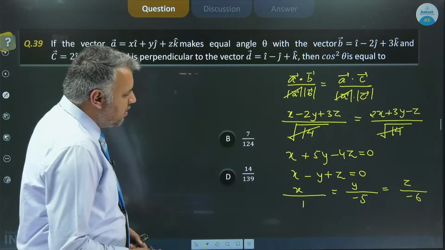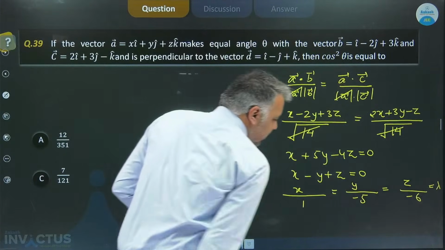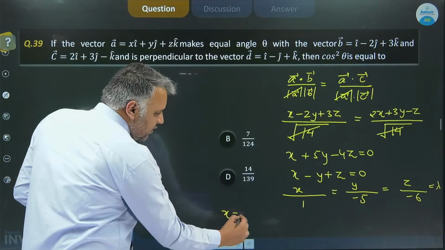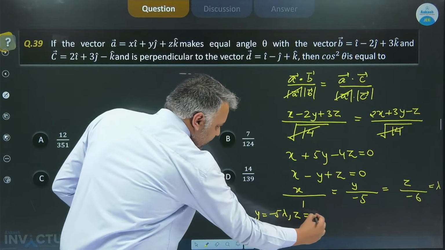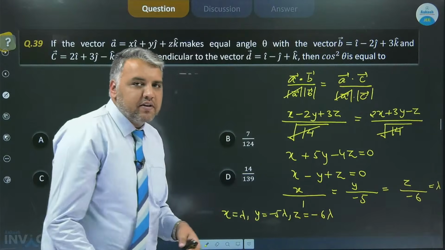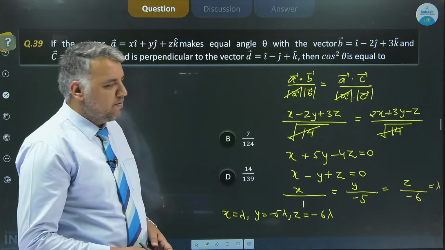Now simply we can put that this ratio is, say, lambda. So we are getting that x is equal to lambda, y is equal to minus 5 lambda, and z is equal to minus 6 lambda. We will get the values of x, y, z in terms of lambda.